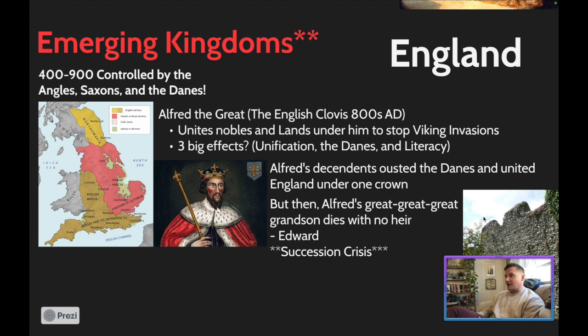So a succession crisis, just so you understand it a little bit more effectively, is basically when a person on the throne dies with no heir, right? I mean heir as in I have nobody to take the throne after I die, right? Because at the time, there was this old law called Salic law that said, one, a woman could not inherit the throne, and two, no man could inherit the throne through a woman, right? And so what ends up going down is his great-great-great-grandson, Edward, dies with no heir to the throne.